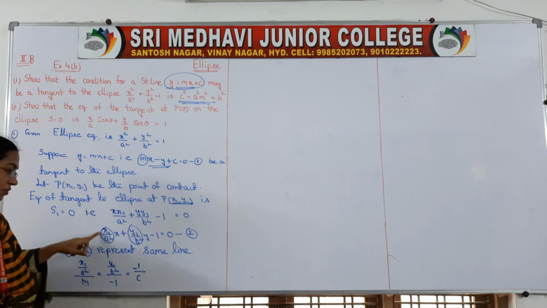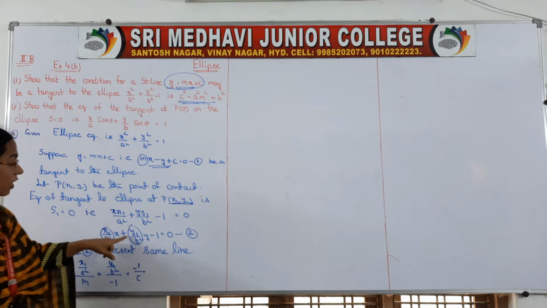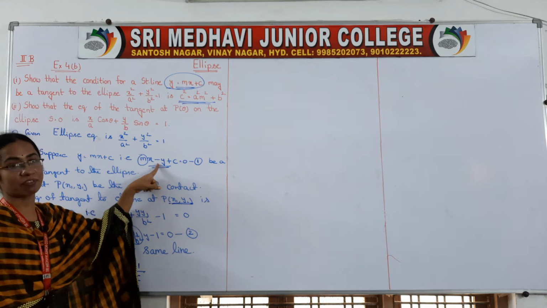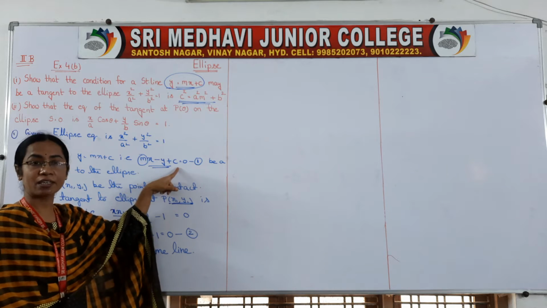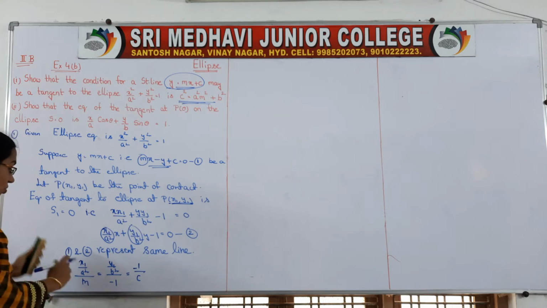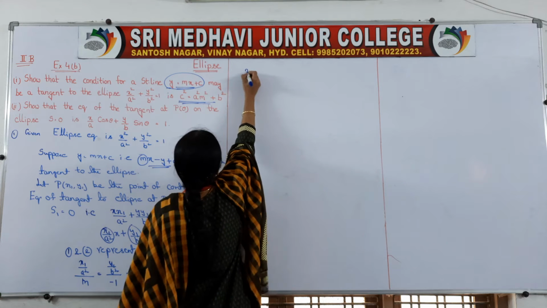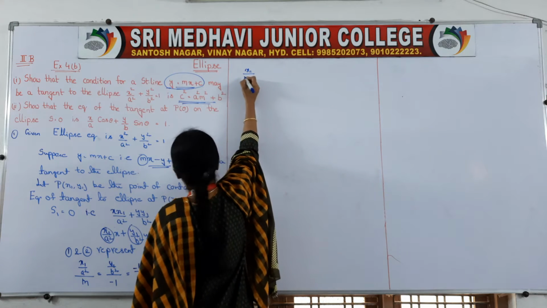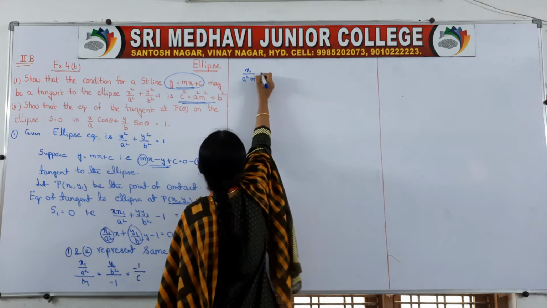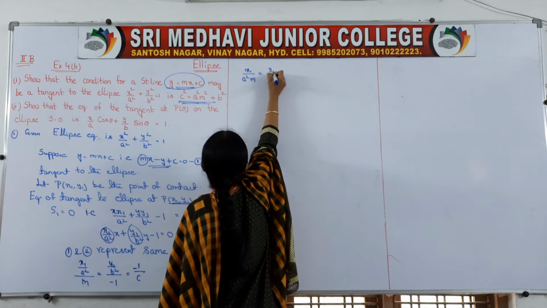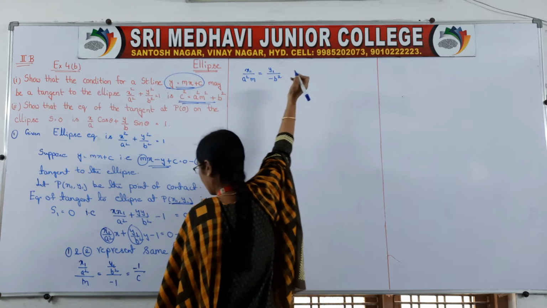x coefficient of this line by x coefficient of this line is equal to y coefficient by y coefficient, constant by constant. Okay. So now this can be written as x1 by a square m is equal to y1 by minus b square.